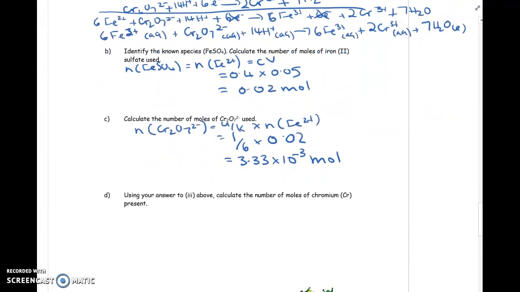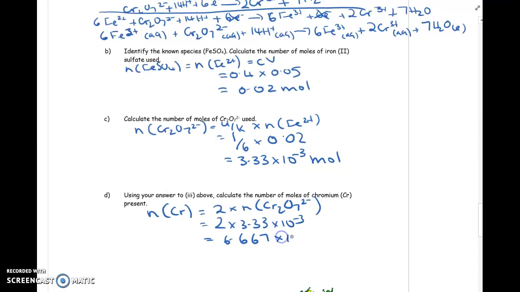Using your answer to part 2 above, calculate the number of moles of chromium present. So the number of moles of chromium will equal 2 times the number of moles of dichromate. And you can tell this from the formula. For each dichromate there are 2 chromiums, so it's going to be 2 times 3.33 by 10 to the negative 3, which comes out to 6.667 by 10 to the negative 3 moles.